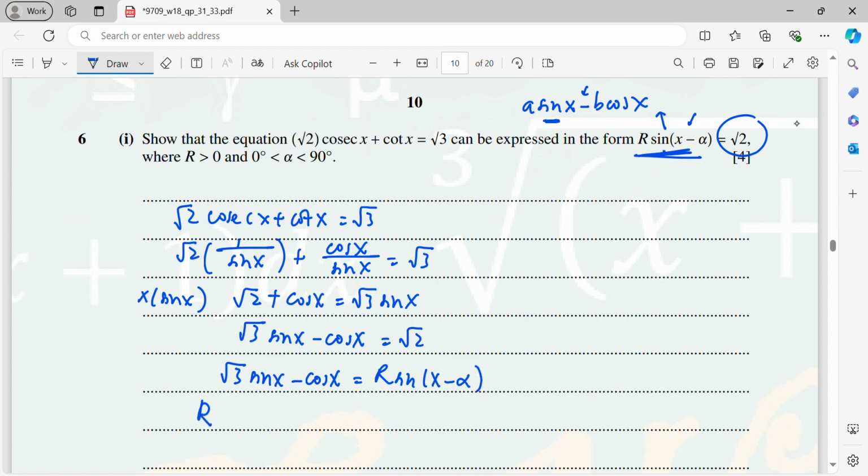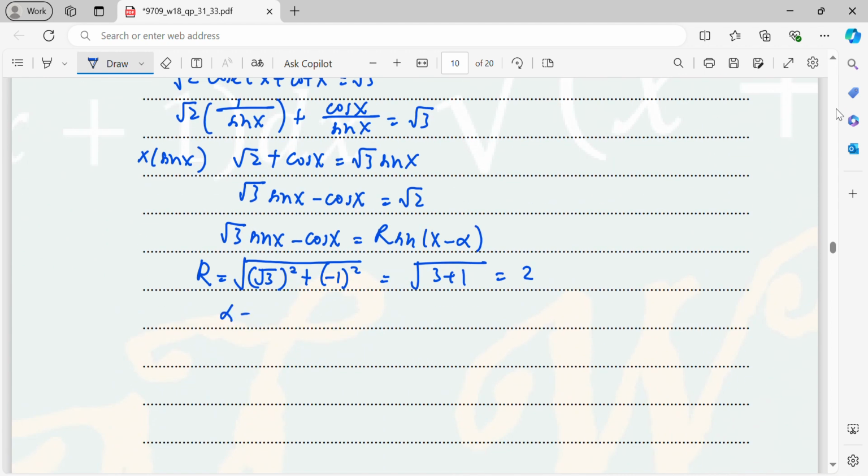So now my r is basically the square root of the coefficient of sine, which is square root 3. So you square the coefficient of sine plus square the coefficient of cos. That is going to be square root of 3 plus 1. That is square root 4, which is 2. Then now your alpha value is going to be inverse tangent of 1 over square root 3. Then you will be getting 30 degrees. Therefore, my answer is going to be 2 sine(x minus 30 degrees) equals square root 2.